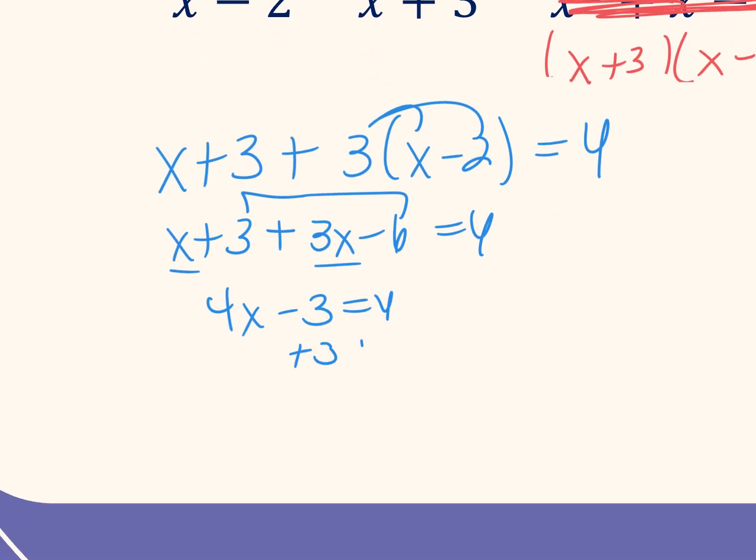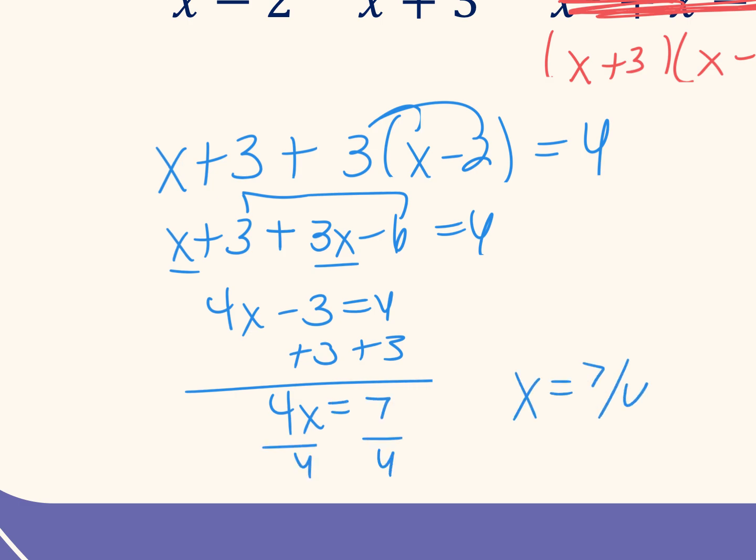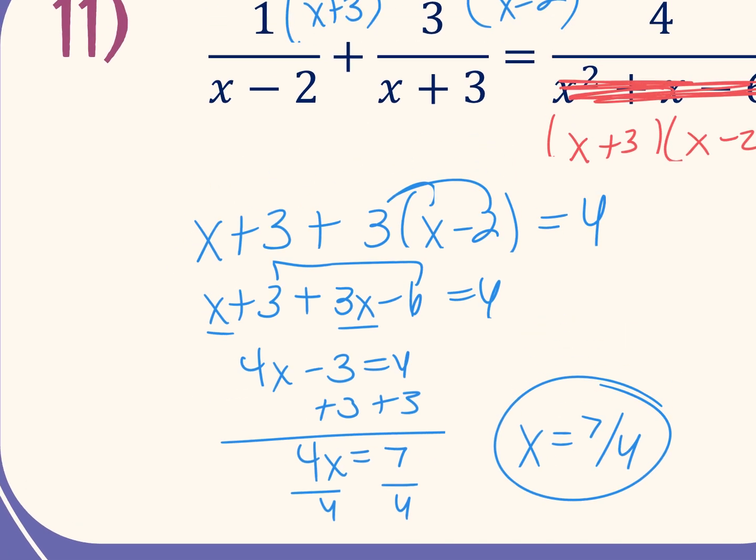Add 3 to both sides. 4x equals 7. Divide by 4. X equals what? 7 over 4. If I plug 7 over 4 in here, is 7 fourths minus 2 going to be 0? No. If I plug it in here, is 7 fourths plus 3 going to be 0? No. You're good to go.